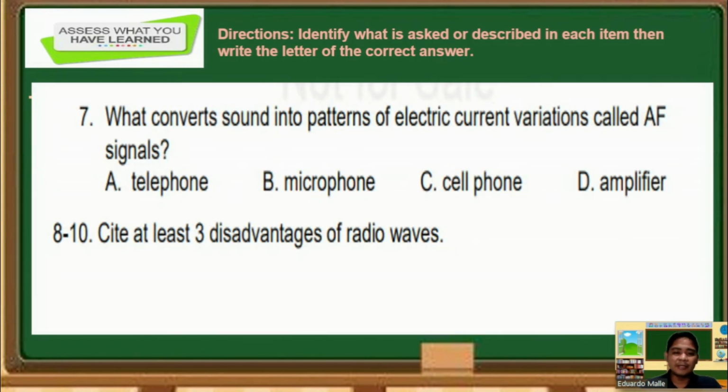And in our number 7, what converts sound into patterns of electric current variables called AF signals? Letter A. Telephone. B. Microphone. C. Cell phone. D. Amplifier. Okay, in our 8 to 10, cite at least 3 disadvantages of radio waves. So, based on our module, I am very sure that you can answer this assessment.